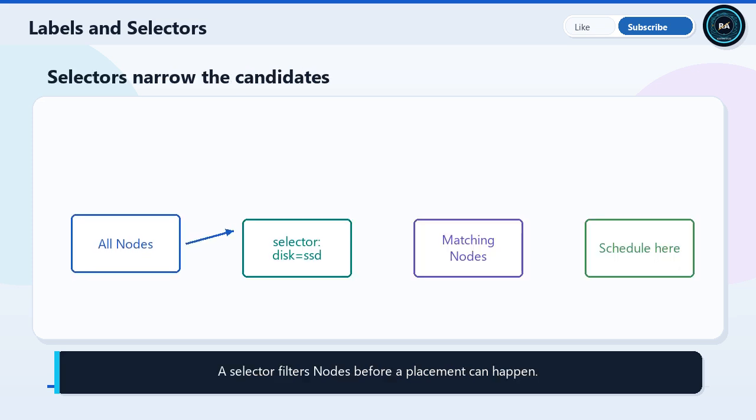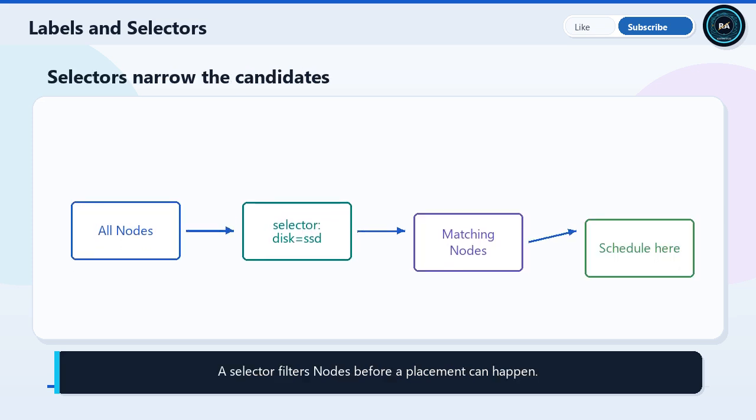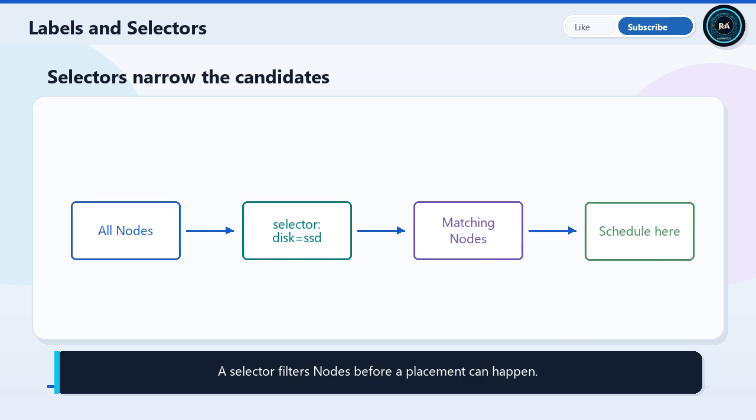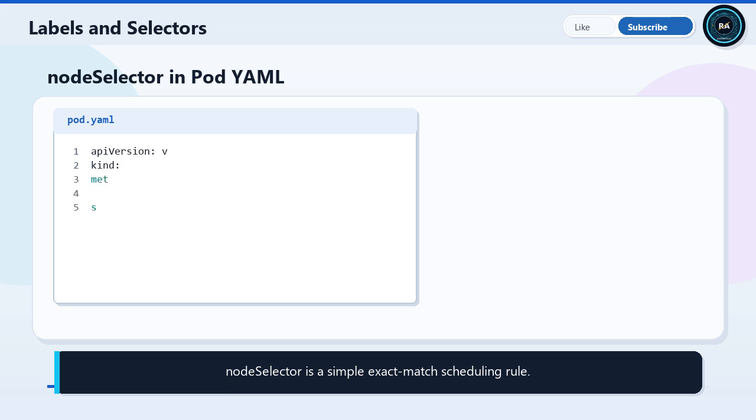When a pod asks for a label, the scheduler only considers nodes that match. The selector turns all nodes into a smaller candidate set. The simplest pod rule is nodeSelector. It says this pod can only land on a node with these exact labels.